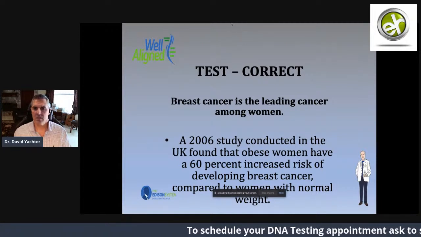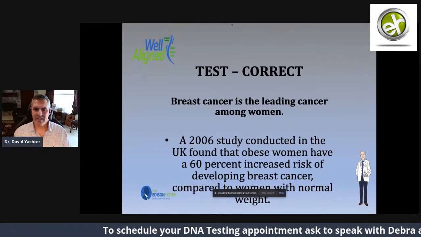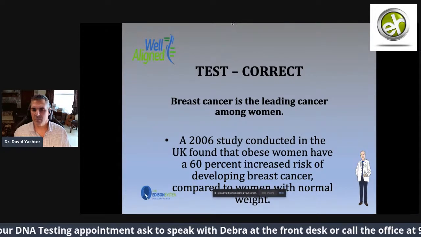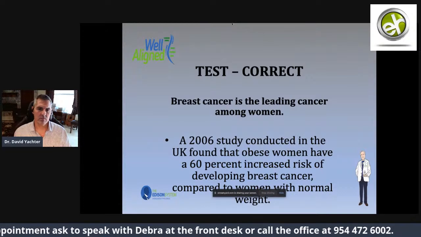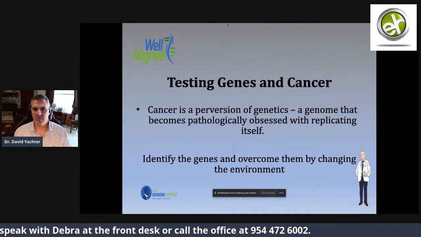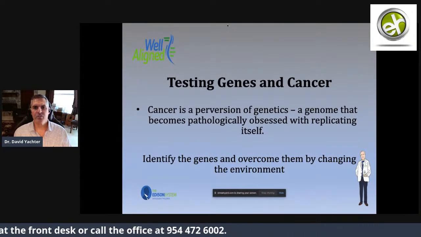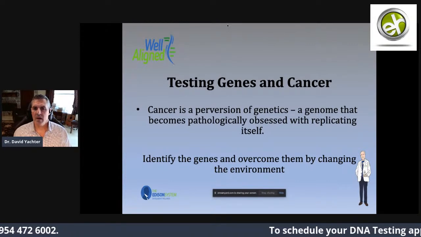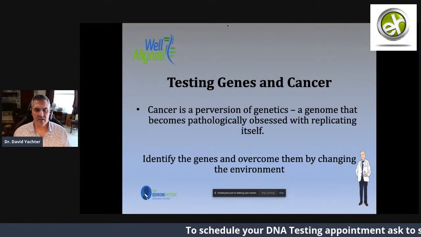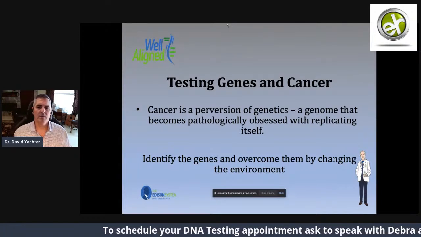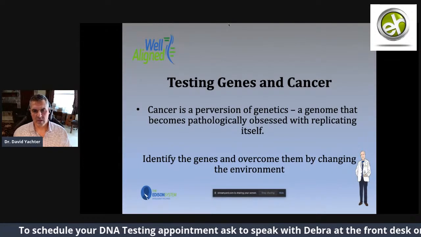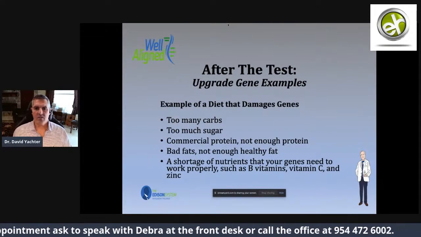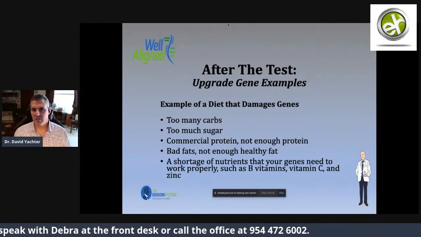A 2006 study found that in the United Kingdom, obese women had a 60% increased risk of developing breast cancer compared to women with normal weight. So that's significantly important. Cancer is a perversion of genetics. They've talked about a genome that becomes pathologically obsessed with replicating itself. So if we can identify the genes and overcome them by changing the environment, then we can get a leg up on this. So after the test, how do we make these changes?